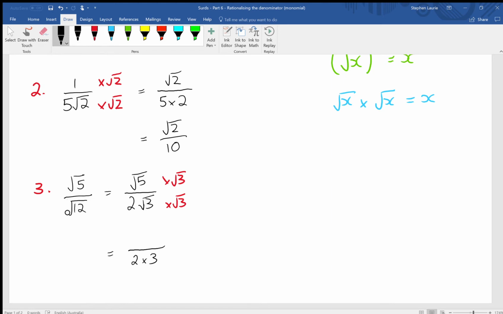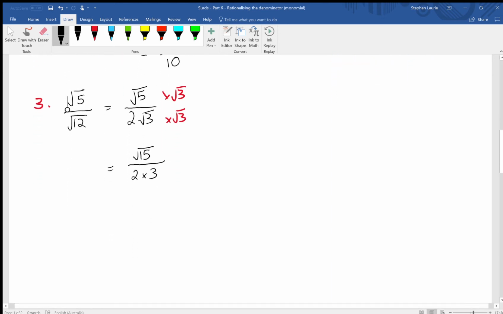Now remember, our product rule for surds, we can put those under the one square root. 5 3s are 15. And tidying that up, we get the square root of 15 over 6.